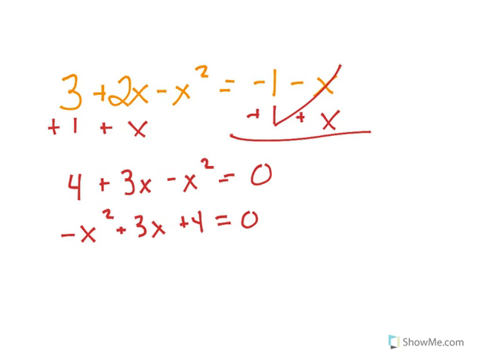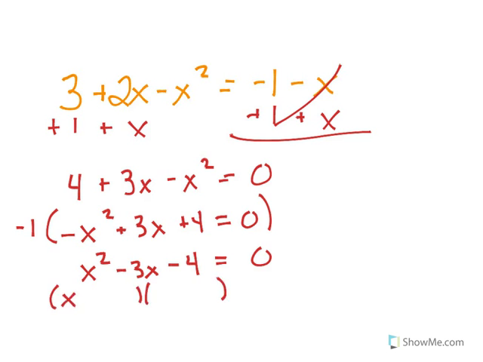Now, the one trick they like to do is this right here. Right now, my equation has a negative x squared on it. We don't factor when we have that negative x squared. I'm going to multiply the entire equation by -1. You can think of it as moving everything to the other side. And I get x squared minus 3x minus 4 equals 0.